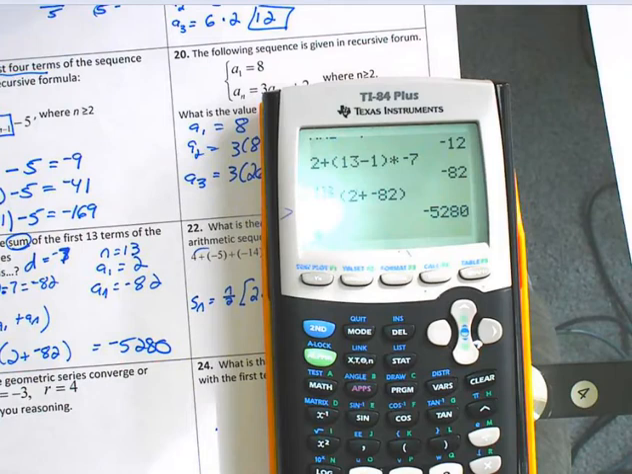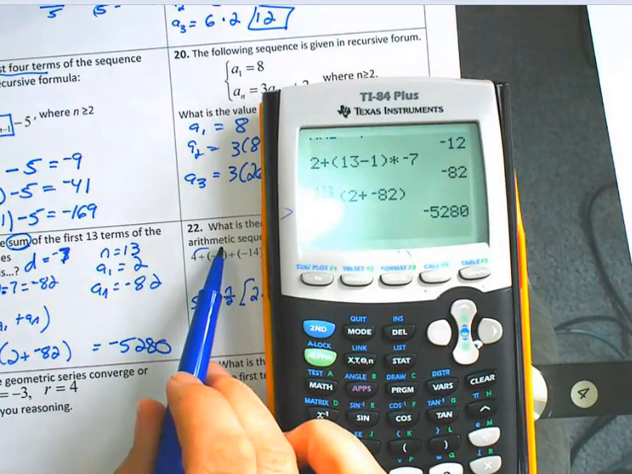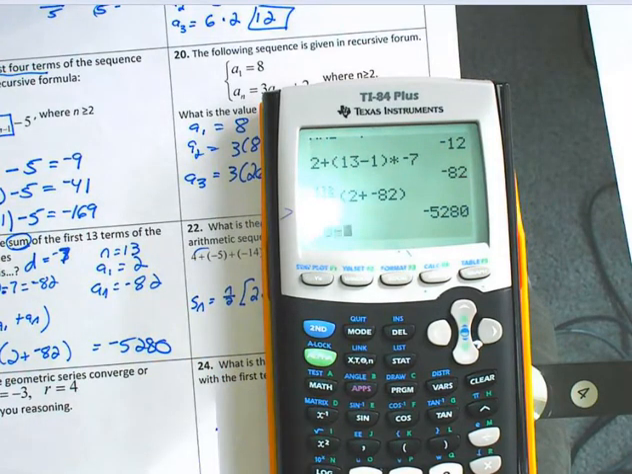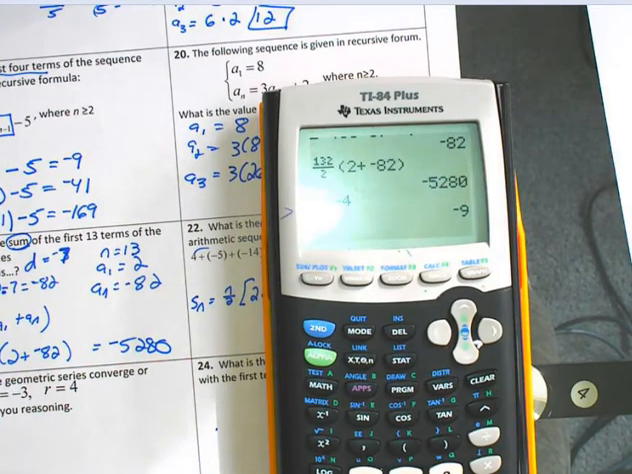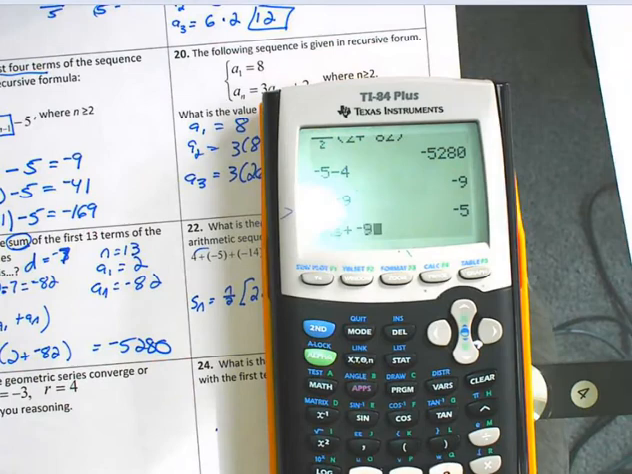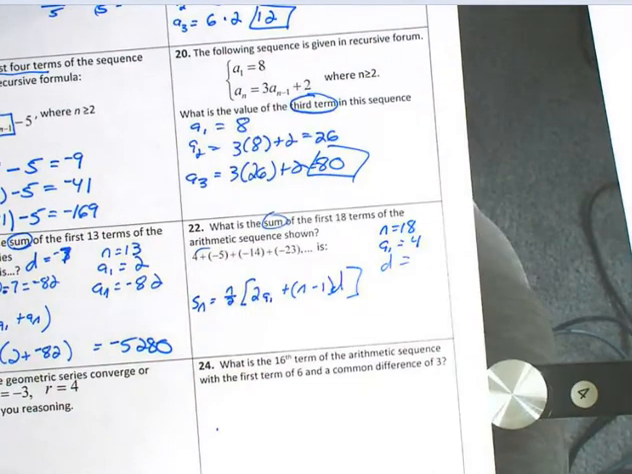But remember the trick I told you, you could go from the other way. I could do negative 5 minus 4. That is negative 9. So 4 plus negative 9 plus negative 9. So that's correct. So my common difference is negative 9.